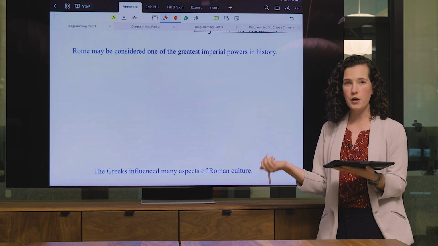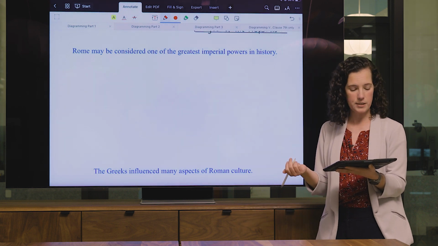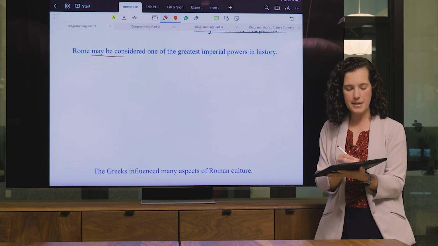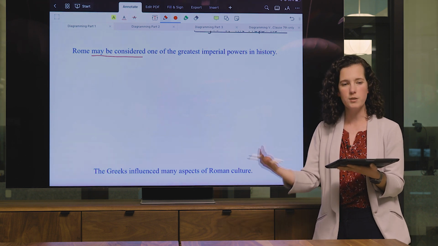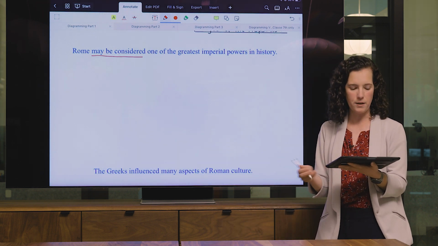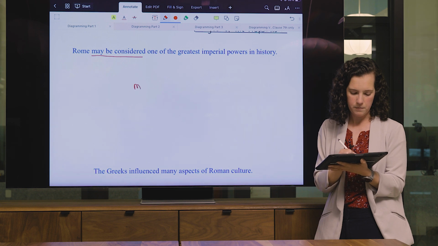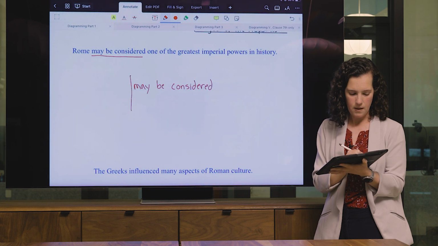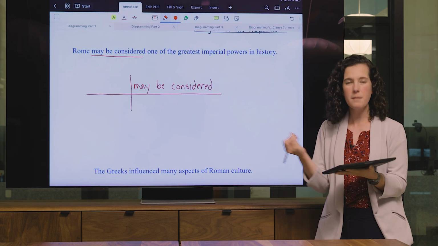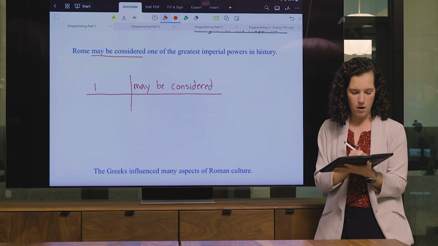Let's look for our verb. In this case, it's a verb phrase. Our simple predicate would be may be considered. Considered is our verb. That's something someone can do. They can consider something. And may and be are helping verbs. And then we ask what may be considered. That would be Rome.